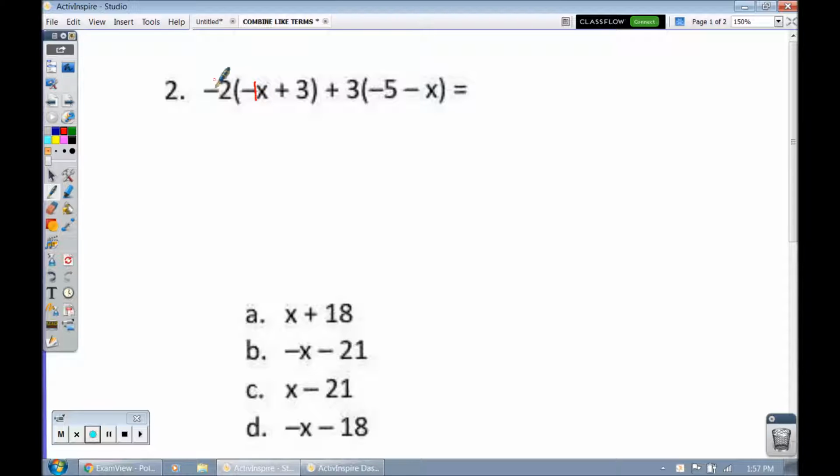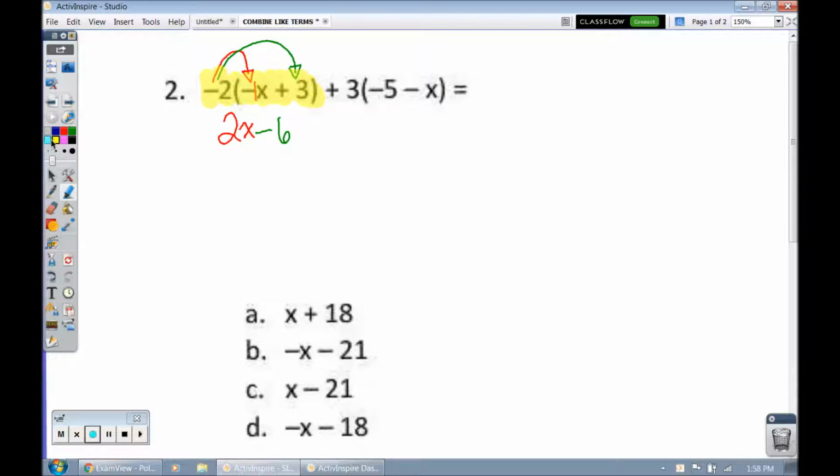So here we go, negative 2 times negative 1x. Well, negative 2 times negative 1, that makes positive 2, and if you didn't know that, you would put negative 2 times negative 1 in your calculator. Don't forget to bring down the x. And then let's do negative 2 times positive 3. Negative 2 times positive 3 is negative 6. So we're done. We are finished with this guy right here. We have gotten rid of the parentheses.